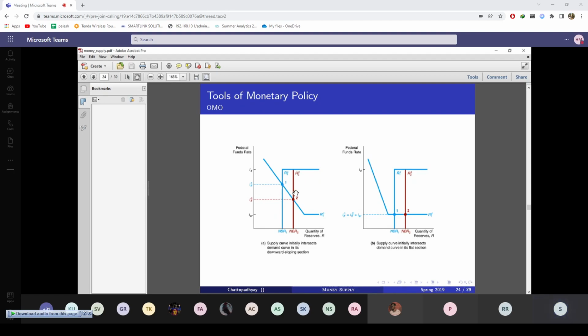But reserve supply shifts. What is the implication of that? You see the first implication, as we have already seen, is that when the central bank purchases bonds from the commercial bank, reserves rise, which is a rise in the non-borrowed reserves. What is the implication of that? The interest rate falls. How do you explain that? When non-borrowed reserves rise, high-powered money rises, money supply rises, the LM curve shifts downward, and the nominal interest rate goes down.